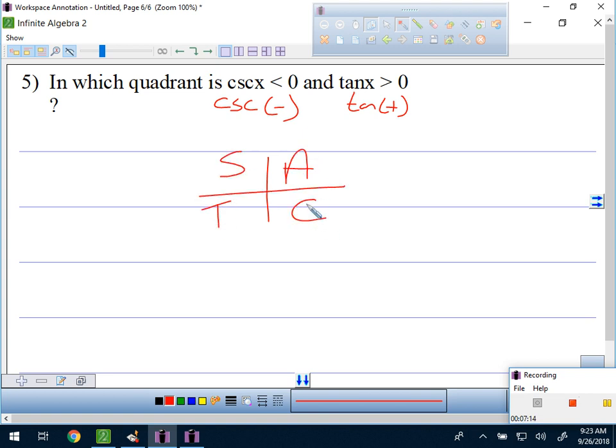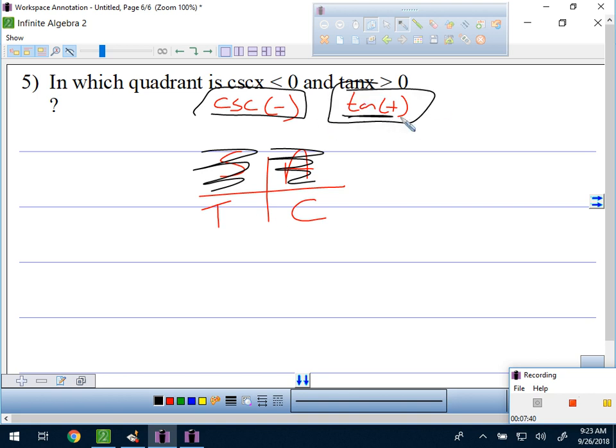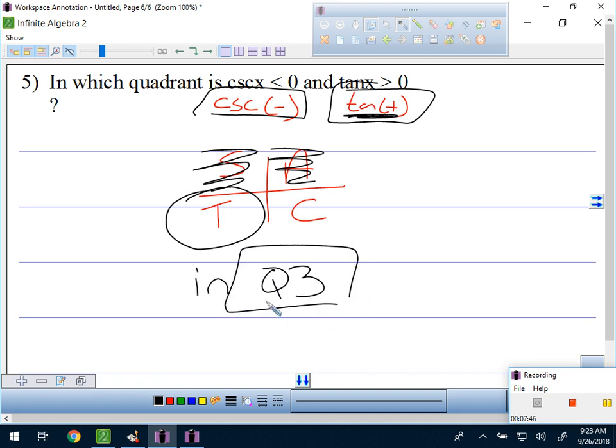Now remember, where people messed up on this, both of these things have to happen. So I'm going to start with the first one. Where is cosecant negative? Now keep in mind, cosecant goes with sine. So where is cosecant negative? Well, sine is positive in 1 and 2. So sine would have to be negative in 3 and 4. So I went ahead and scratched out 1 and 2 because these are my 2 answer choices. Now of these 2 answer choices, where is tangent positive? There's only one place that happens. That's in quadrant 3. And so that would be the answer for number 5.